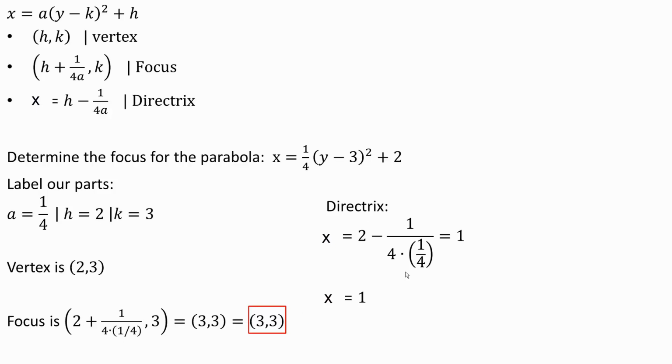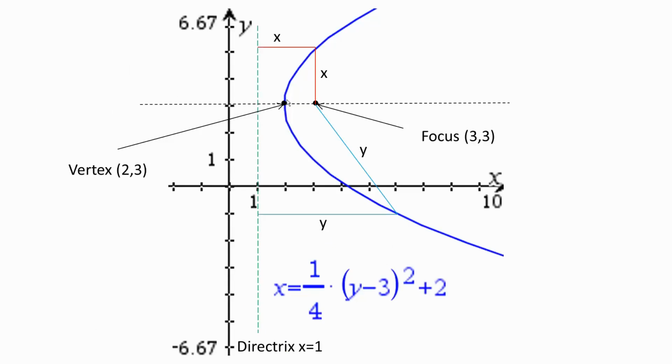And the directrix, we use this formula here. So we get 2 minus 1 divided by (4 times 1/4). So we get 2 minus 1. So the vertex is (2, 3). The focus is (3, 3). And then the directrix is x is equal to 1. And I'm showing again, from this point to this point of the parabola is length x, and then from this point to the directrix is also length x. And that's pretty much it for this video.